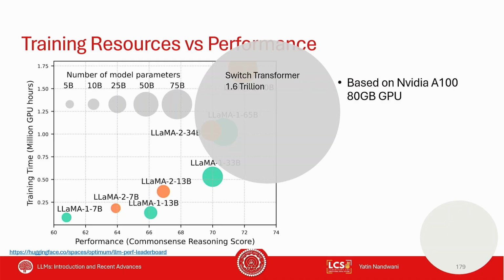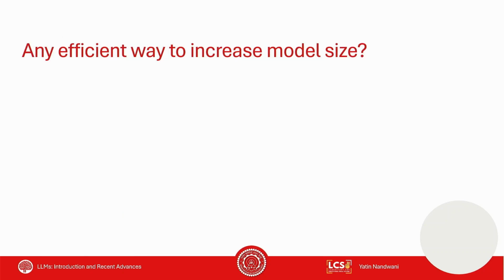We want to increase the model size because we know via neural scaling laws that if model size increases, the performance improves, right? Now we want to increase the model size, but that is going to take a lot of time to train. So what should we do about it? Is there any efficient way to increase the model size?